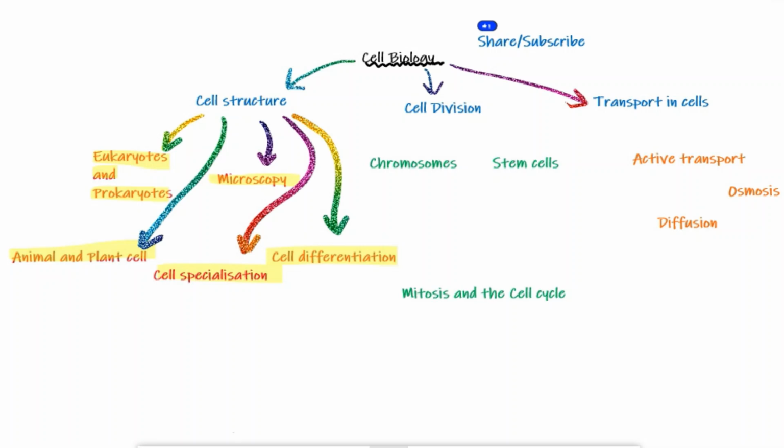If you've been watching my other videos, you'll now know we've finished cell structure, and today we're going to move on to cell division in topic 1 of cell biology. I'm hoping the tips with linking words and exam questions are really helping you. In AQA GCSE biology, in cell division, you must know about chromosomes, mitosis and the cell cycle, and stem cells. Today we're going to cover chromosomes and mitosis and cell cycle.